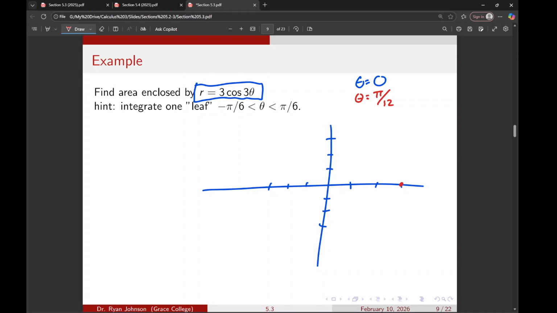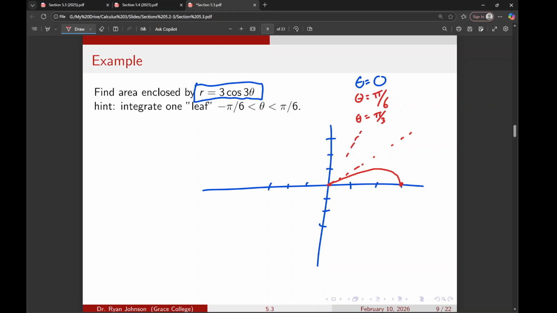When theta is pi over 12, then 3 theta is pi over 4. I don't know, pi over 12 is really hard to do. What about pi over 6? By the time you get to pi over 6, 3 times pi over 6 is pi over 2, and cosine of pi over 2 is 0. So what's going on there? That means there's an asymptote, and you think about how cosine works, it's going towards 0 there. Okay?